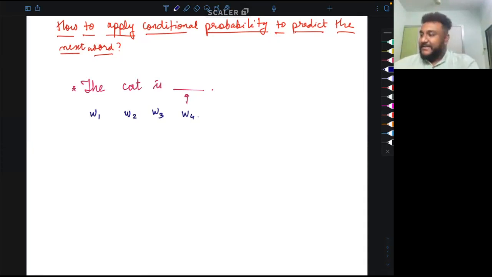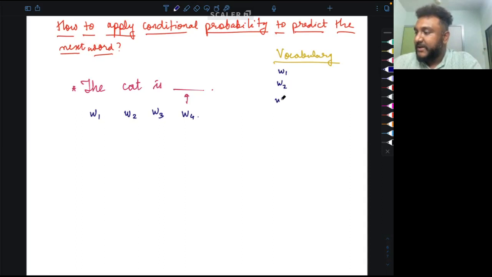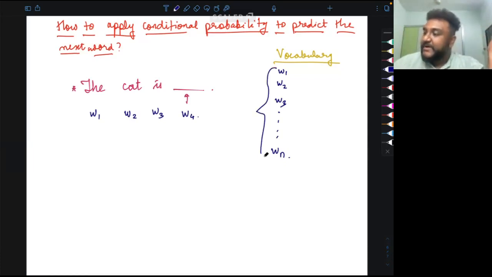Let us say now I have a vocabulary with me. This vocabulary contains many words. Let us say it contains word 1, word 2, word 3, all the way up till word n, where n is a very large number, something like 30,000 or 80,000. How will I now say which word out of all these words should come here? How do I do that?